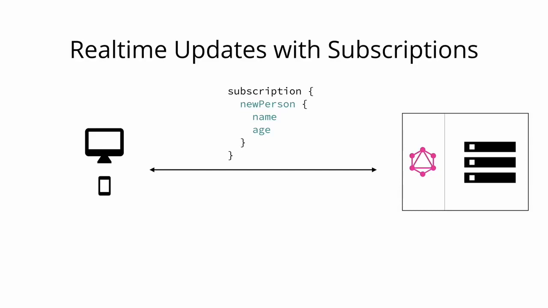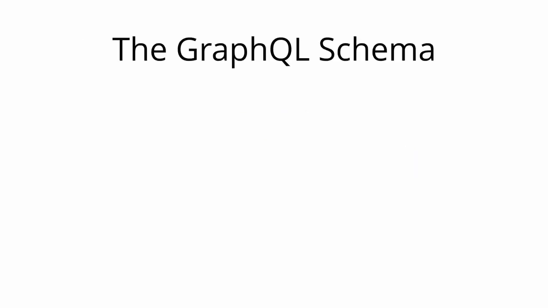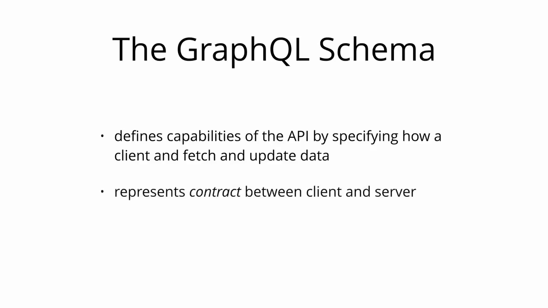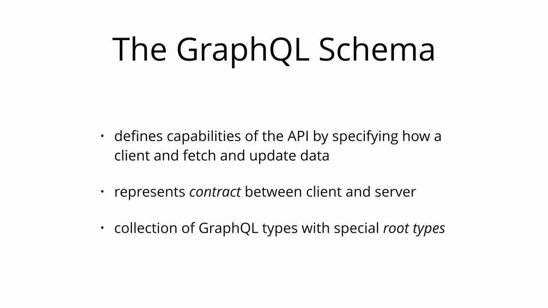Now that you have a basic understanding of what queries, mutations, and subscriptions look like, let's put it all together and learn how you can write a schema that would allow to execute the examples you've seen so far. The schema is one of the most important concepts when working with a GraphQL API. It specifies the capabilities of the API and defines how clients can fetch and update data.